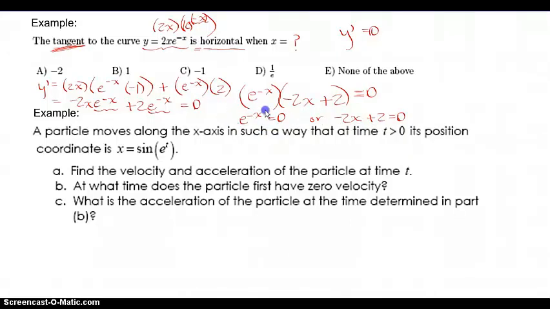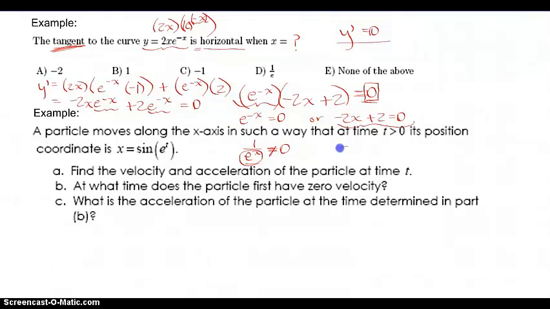Well, this isn't the parent function e to the x. This is e to the negative x, which is equivalent to 1 over e to the x. Well, this will never equal 0. This factor cannot contribute at all to this product equaling 0. This factor is not playing a role as to where this product equals 0. Why? Because e to the x never equals 0, and 1 divided by any real number can never equal 0. So this is the only factor that's contributing to where y prime equals 0.